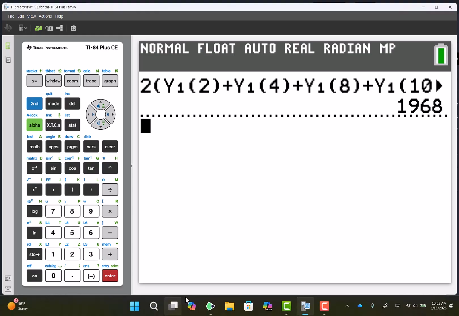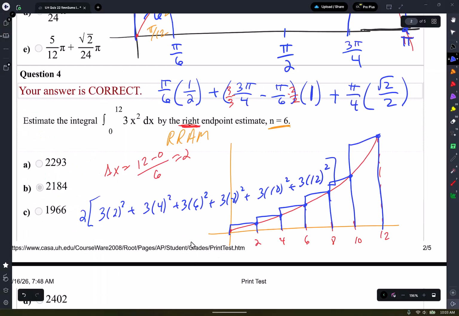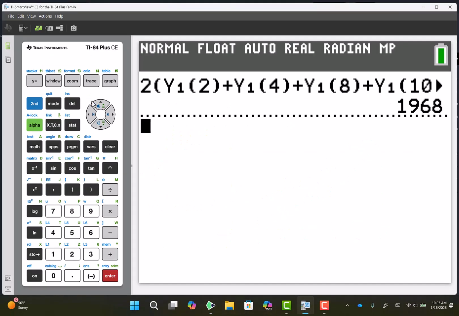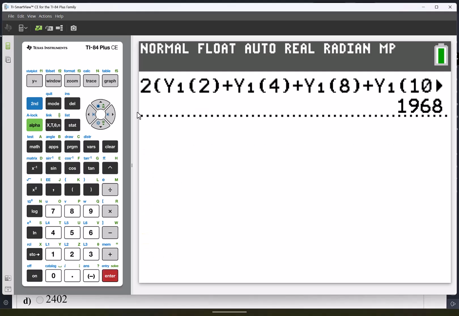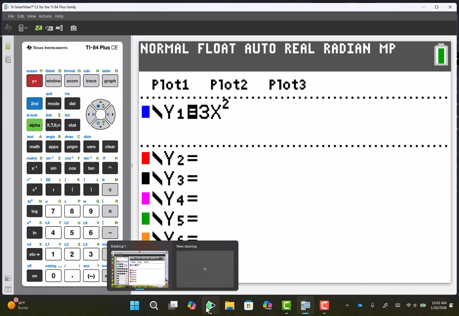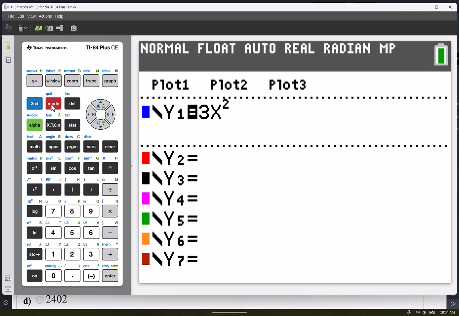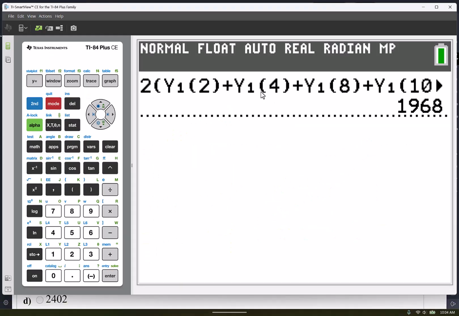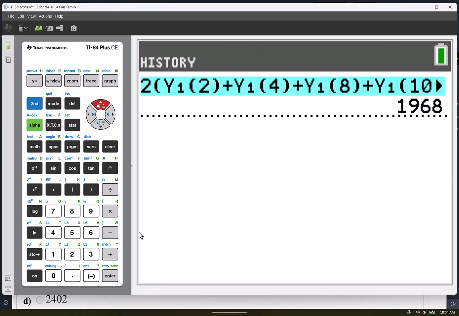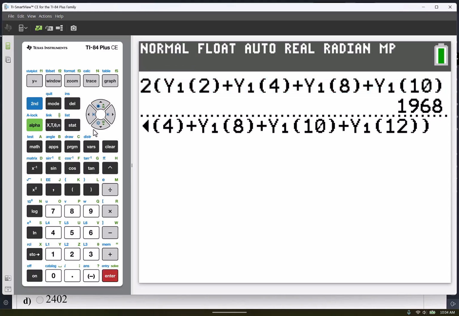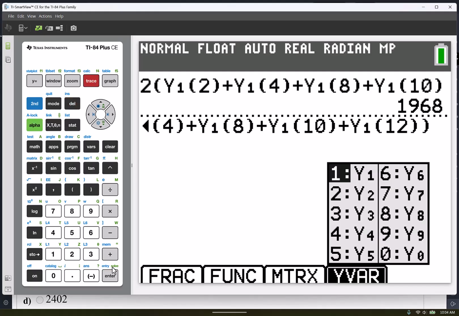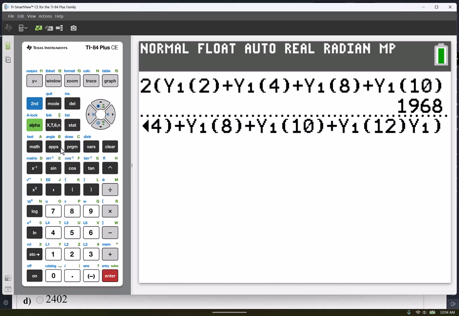All right, there it is. 1968. Oh. Did I not square it? 3x squared. Let me see what I typed. Did you press the 2 in the front? 2 in front. 2, 4. Oh, I missed one. Which one did I miss? Why did I miss the 6th one? Second insert alpha trace y1. Oh, look at that.